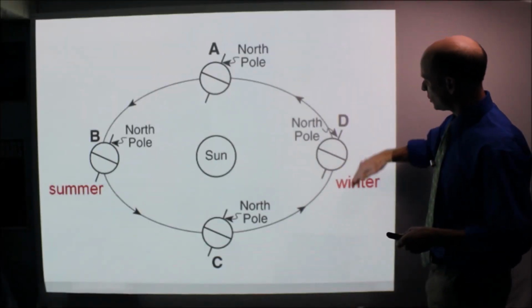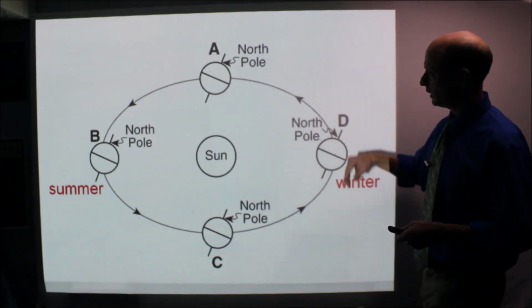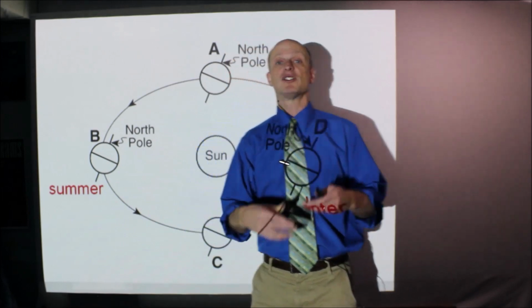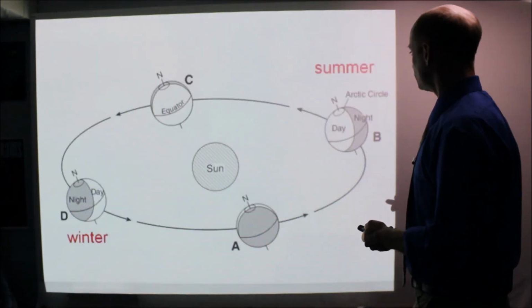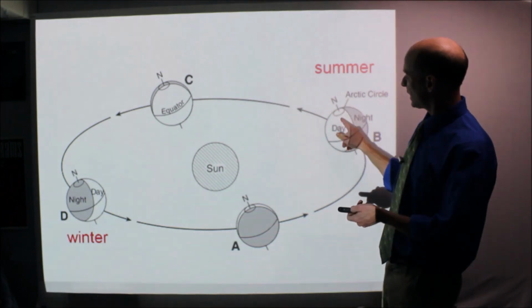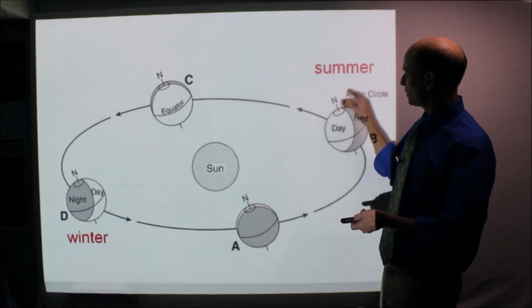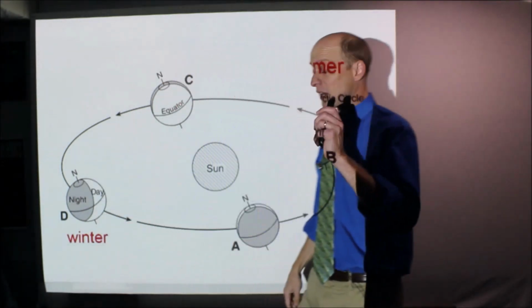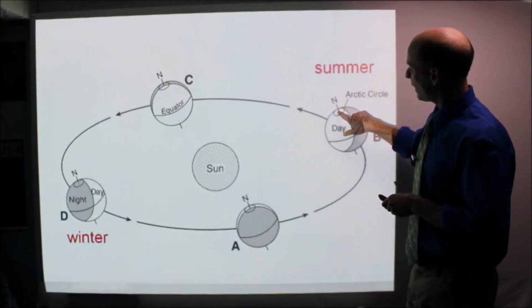Okay, now we'll go back to here. In this diagram, showing the North Pole tilted away from the sun, it's winter. North Pole tilted towards the sun, it is summer for us in the state of New York. And then here, just a different diagram, kind of looking at it from a different perspective. In this case, the North Pole tilted towards the sun, summer, and then this would be winter as the North Pole is tilted away.